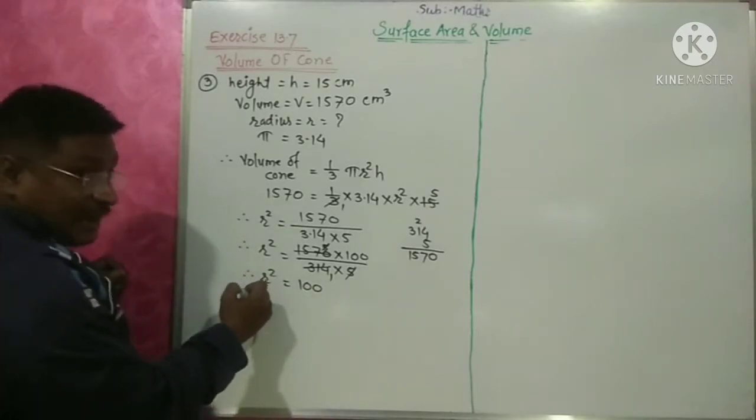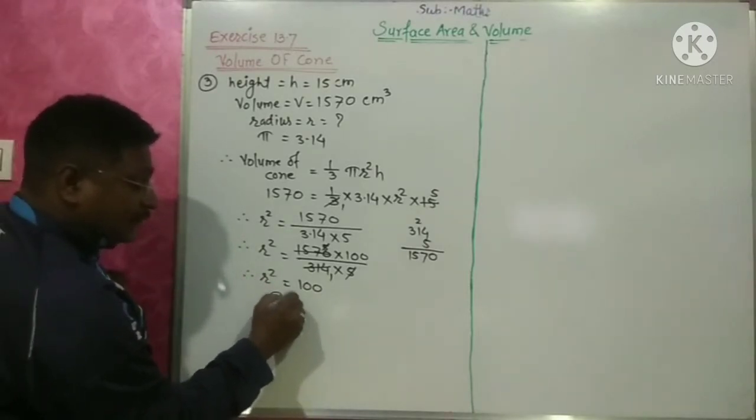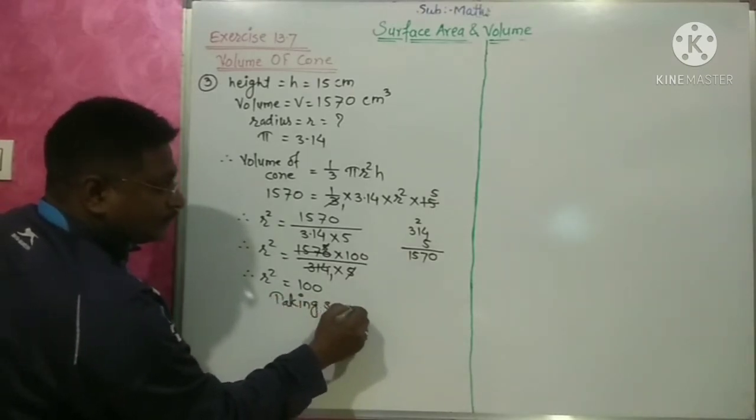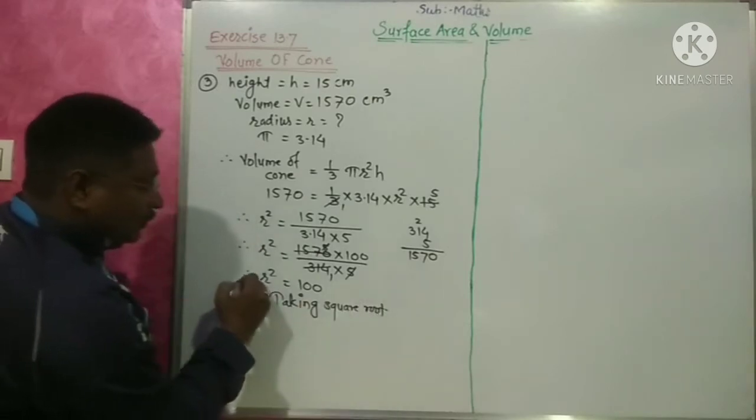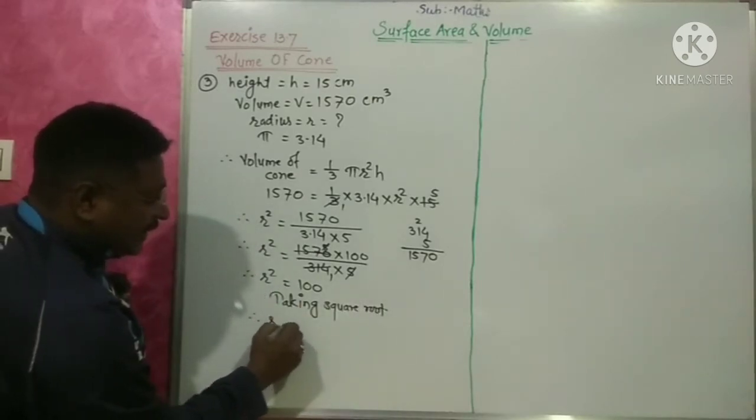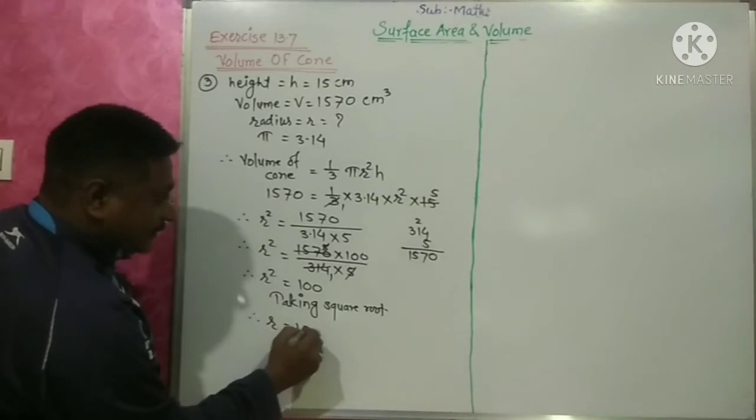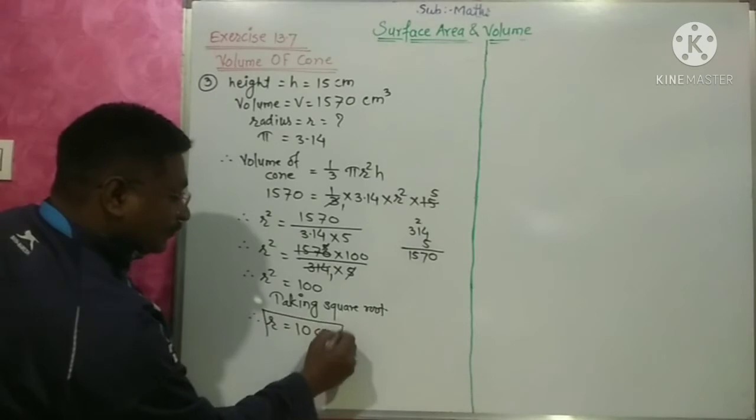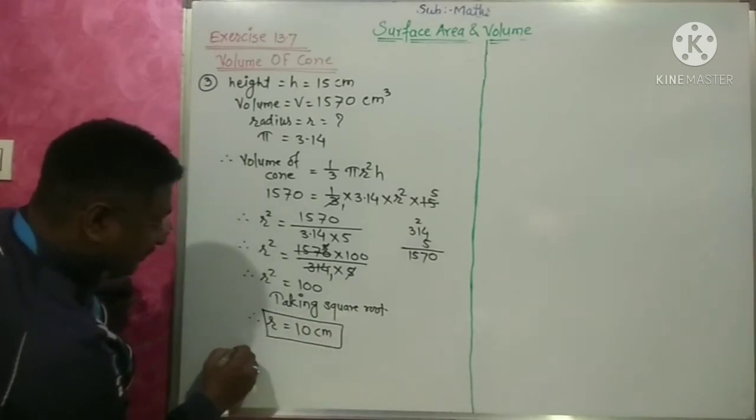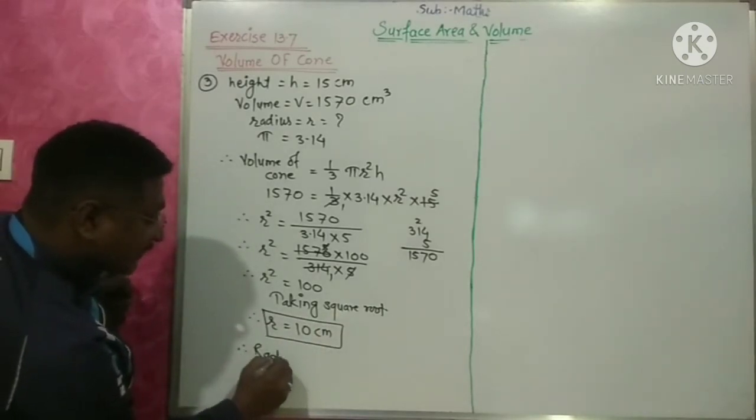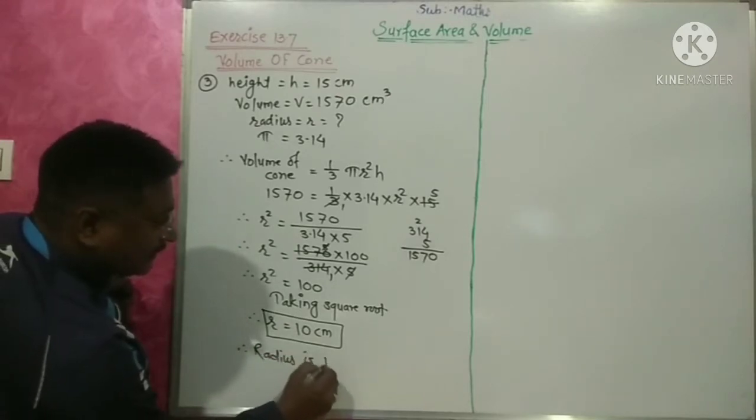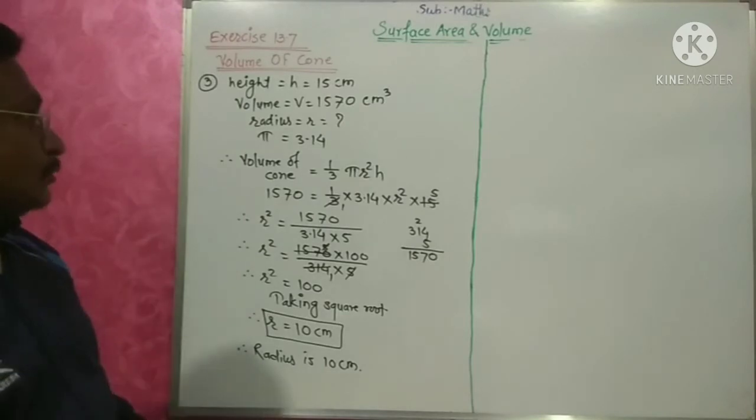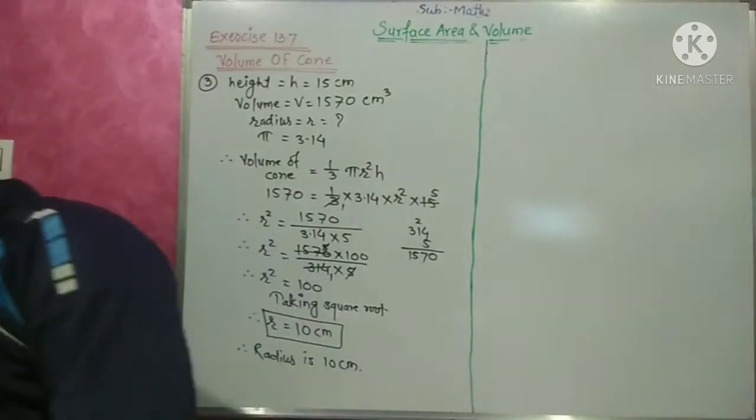Now this is r square. We have to find r. So what has to be done? Taking square root. The square root of r square is r, and the square root of 100 is 10. What is the unit? Centimeter. So what is the radius? Radius is 10 centimeter. Understood students how to solve this? Hope you understand this.